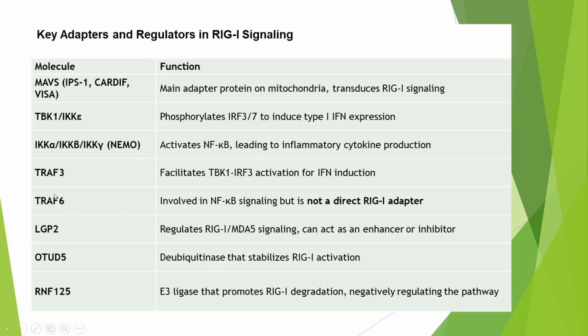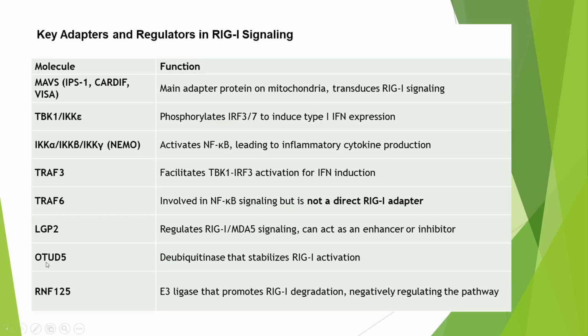Then we also have TRAF3 and TRAF6 that are involved here. TRAF3 facilitates the TBK1 IRF activation for interferon induction. TRAF6 is involved in NF kappa B signaling, but it is not a direct RIG1 adapter. Then LGP2, which is an RLR, regulates your RIG1 and MDA5 signaling, like we discussed earlier. So this acts like a fine tuner, right? It enhances or it inhibits the signaling, and it basically balances or regulates it.